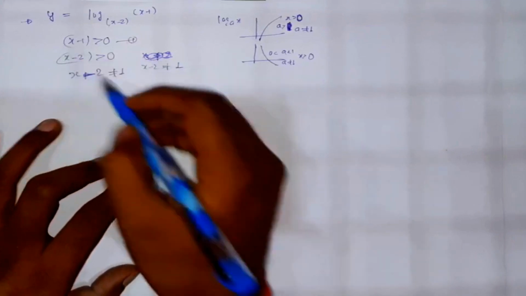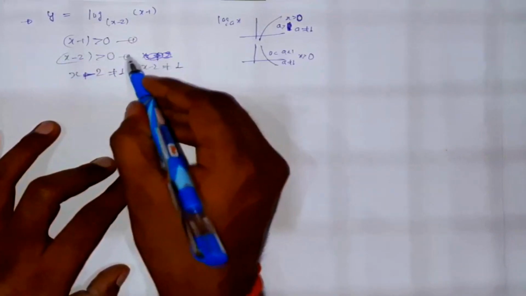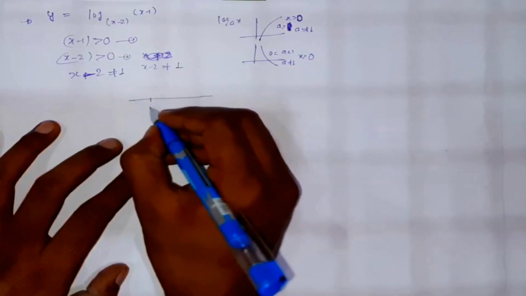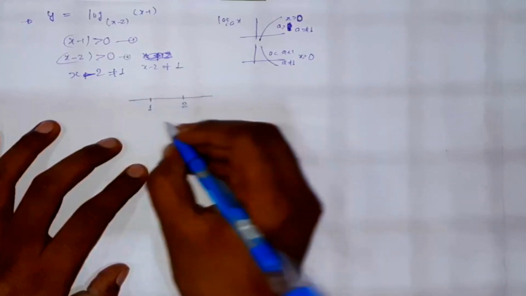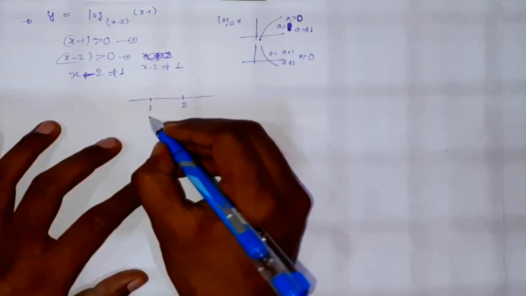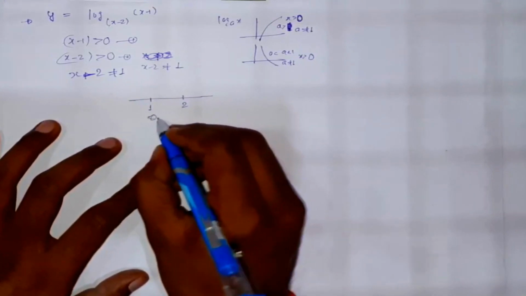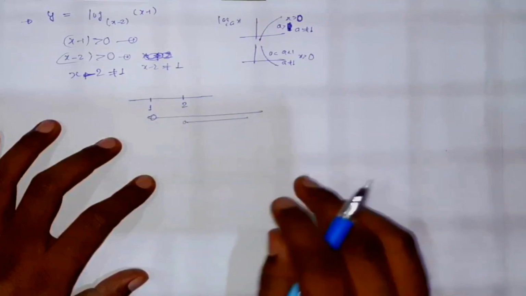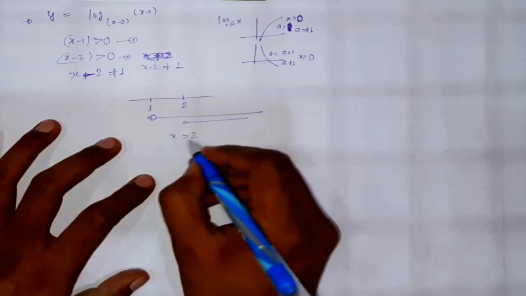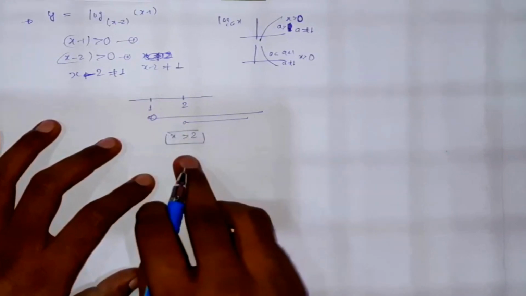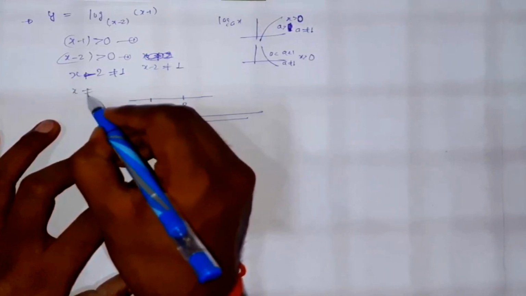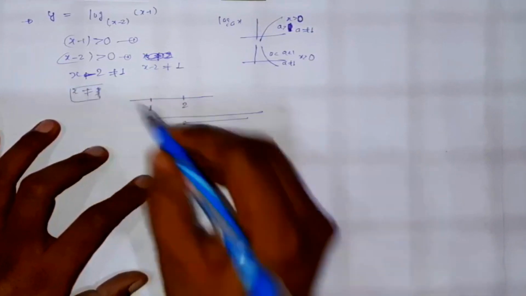From the first and second conditions, we simply draw this: this is 1, this is 2, this is 1, this is 2, and here it is going like this. We need to take the common part from both, so x should be greater than 2. But one more thing: x should not be 3.